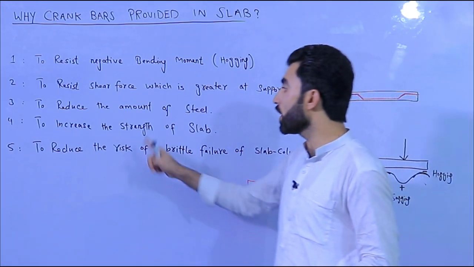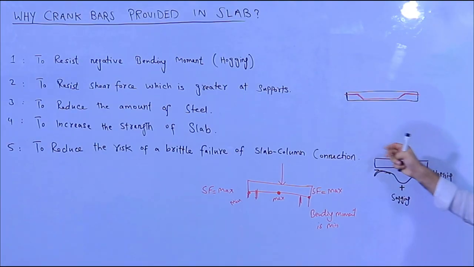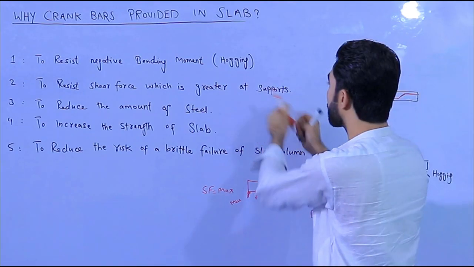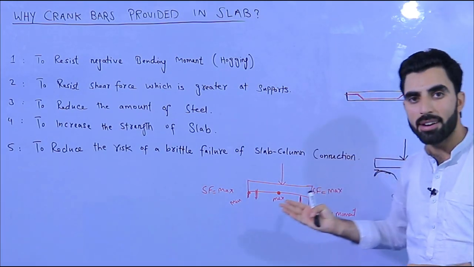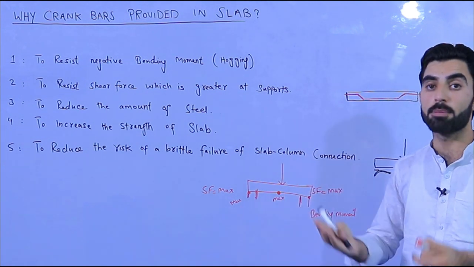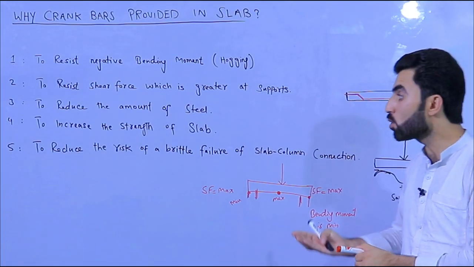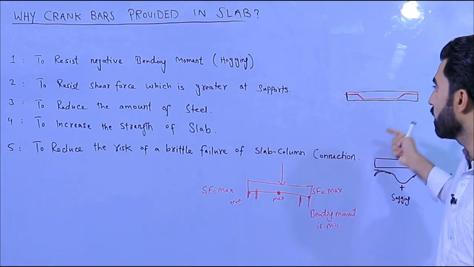The fourth point, to increase the strength of slab. Why? Because if there is hogging, when the load comes on the slab, at the ends of the supports it makes hogging. Also shear force is maximum at support. So when we don't provide the crank bar, the slab will fail after some time. It produces cracks, and also brittle failure. Therefore we provide crank bar.